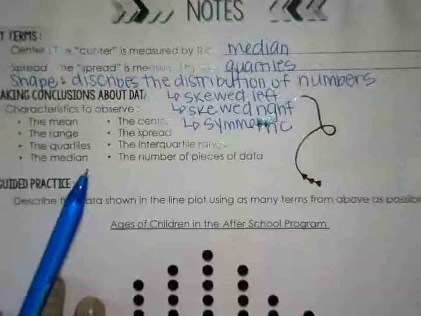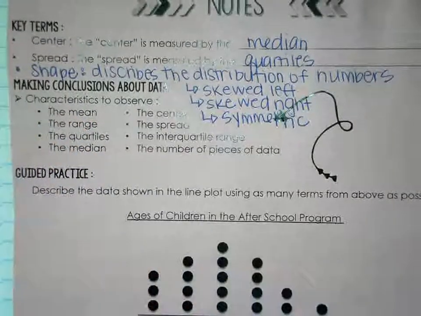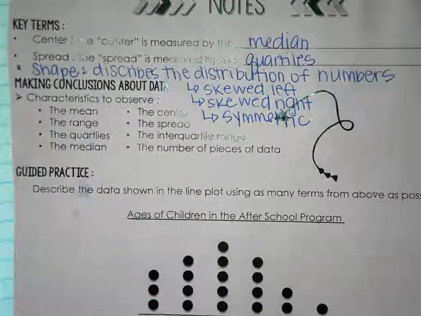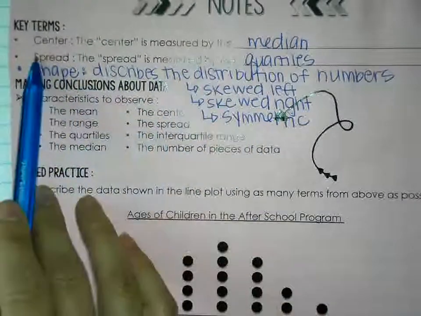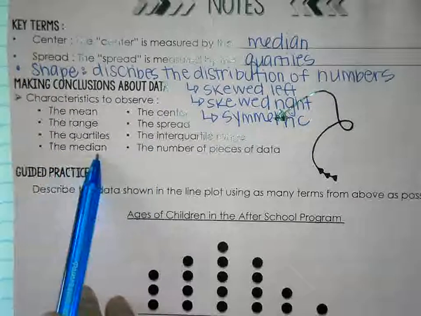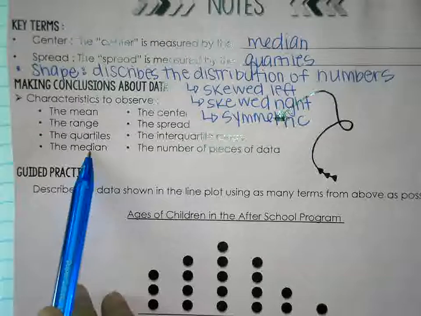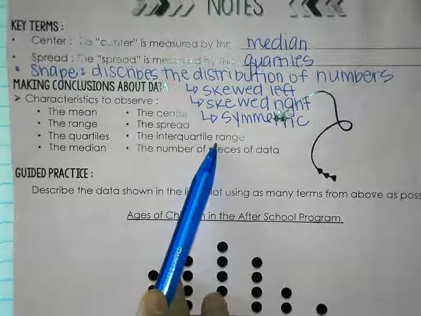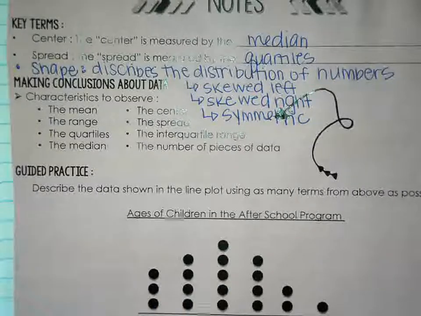So right here, we have our characteristics to observe. You can observe the mean, which we all know: add all the numbers together, divide by how many there are. The range, how far spread apart they are. The quartiles, which is the spread of the data. The median is that middle number. The center is the median. The spread is your quartiles. Interquartile range, we've been talking about the last couple of days: quartile 3 minus quartile 1.